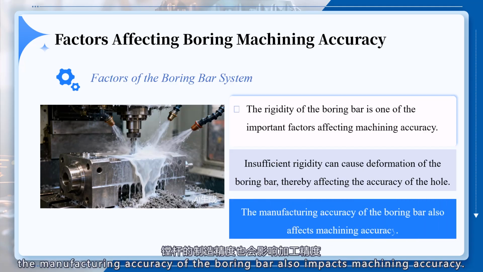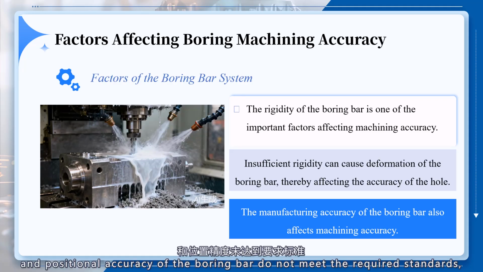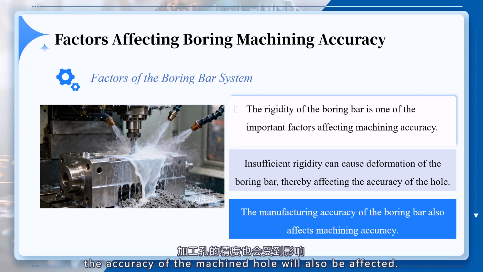Additionally, the manufacturing accuracy of the boring bar also impacts machining accuracy. If the dimensional accuracy, shape accuracy, and positional accuracy of the boring bar do not meet the required standards, the accuracy of the machined hole will also be affected.